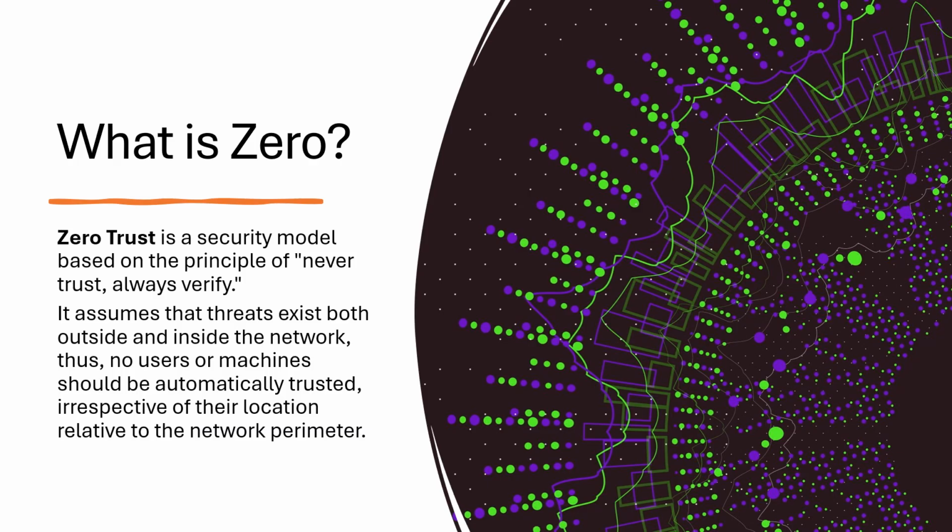What is Zero Trust? Zero Trust is a security model based on the principle of never trust, always verify. It assumes that threats exist both outside and inside the network. Thus, no users or machines should be automatically trusted irrespective of their location relative to the network perimeter.